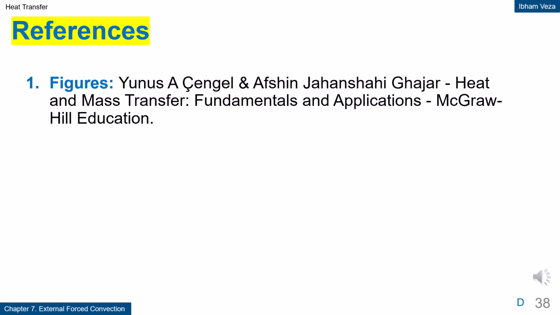References. This slide lists the main source of the figures and materials, namely the book Heat and Mass Transfer by Cengel and Ghajar. This reference shows that the entire discussion is based on internationally recognized standard literature. This book is widely used as a primary reference in heat transfer courses. By knowing this source, students can further deepen the material independently. A strong reference also increases the reliability of the material being studied.